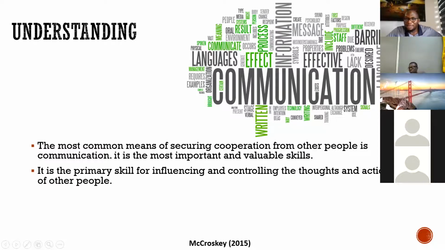Now, another fundamental thing we need to note here is that, like I said, it is the primary skill for influencing and controlling the thoughts and actions of other people. It is very, very important.